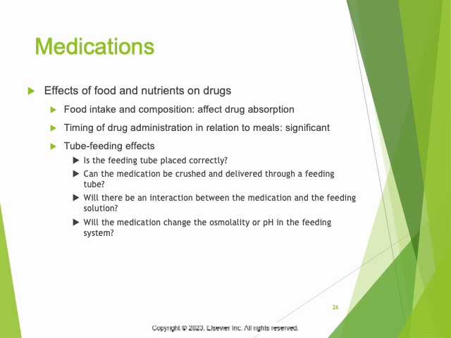Before administering any oral drug through a gastric or nasogastric feeding tube, you have to ask yourself some questions. First, is the tube placed correctly? Is this medication something that can be crushed in the first place and delivered through a feeding tube? What are the interactions going to be between the medication and the feeding solution? Think about, will it alter the medication's availability? Will it clog the tube? You're also thinking about the osmolality and the pH in the feeding system. Is it causing nausea, vomiting, cramping, or diarrhea?